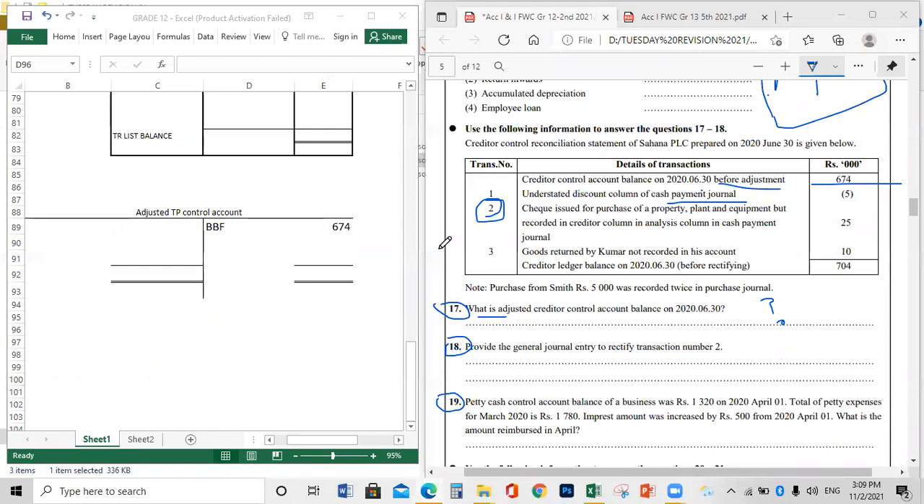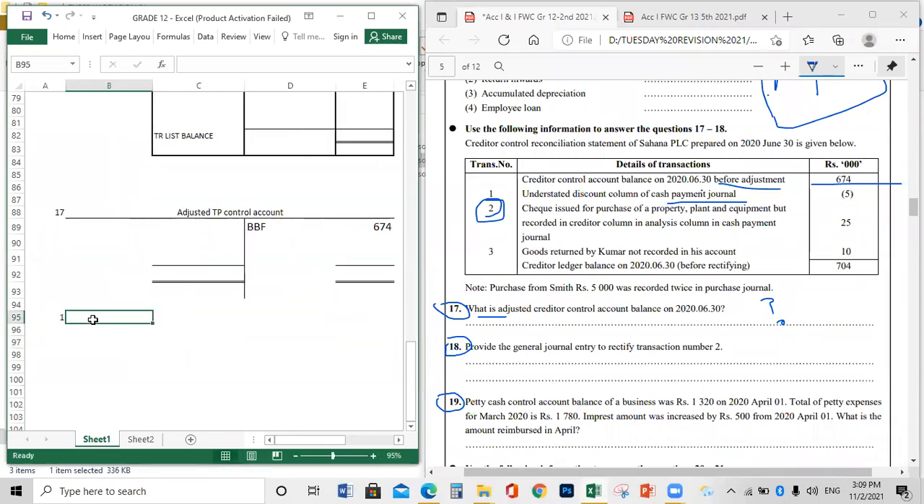So now you have to correct this mistake. How to correct it? Understated, same side or opposite side? When you correct a mistake, if something is understated, you write it on the same side. Very good, same side. This is not asked in this question, but I'll write it for your understanding. Since the discount column is understated, your discount received account is also wrong, and trade payable is also wrong.